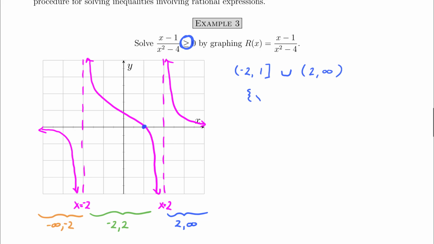As far as the set notation goes, we have x such that negative 2 is less than x, which is less than or equal to 1, or x is greater than 2. And so there's our solution graphically.